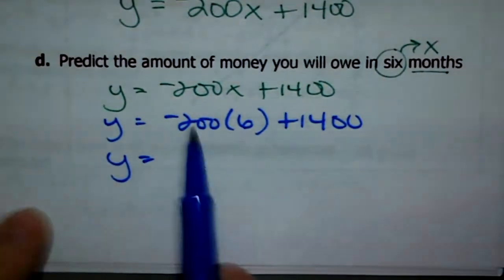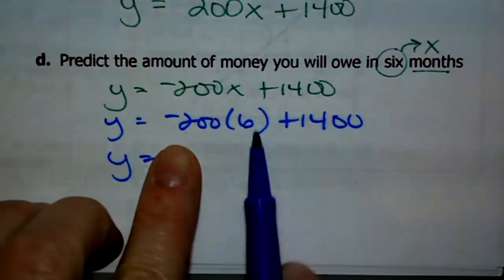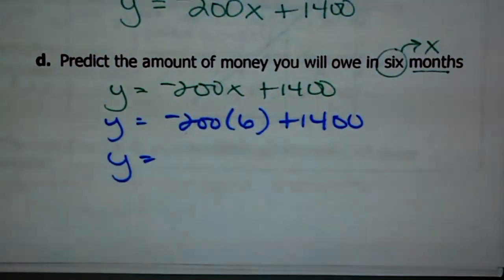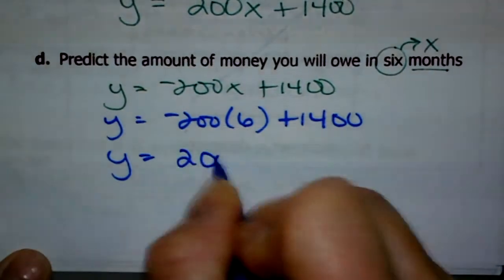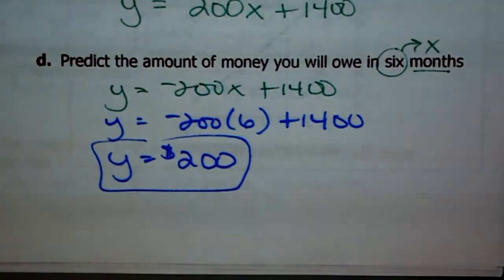If you take negative 200 times 6, that is negative 1200. Negative 1200 plus 1400 gives us 200. So in 6 months, we'll only owe about $200. And then the following month, guess what? I bet you'll have it all paid off.